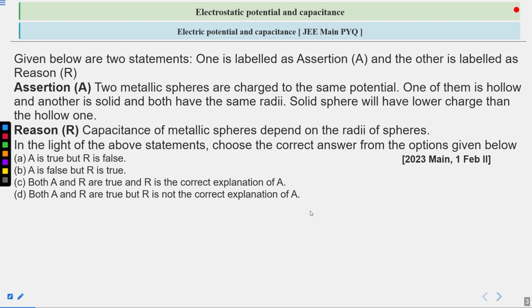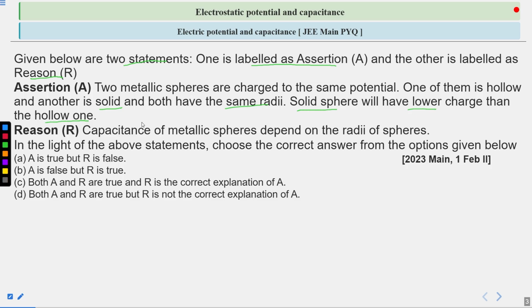So the first question: given below are two statements. One is labeled as assertion and the other is labeled as reason. Assertion: two metallic spheres are charged to the same potential. One of them is hollow and another is solid, and both have the same radii. Solid sphere will have lower charge than the hollow one.